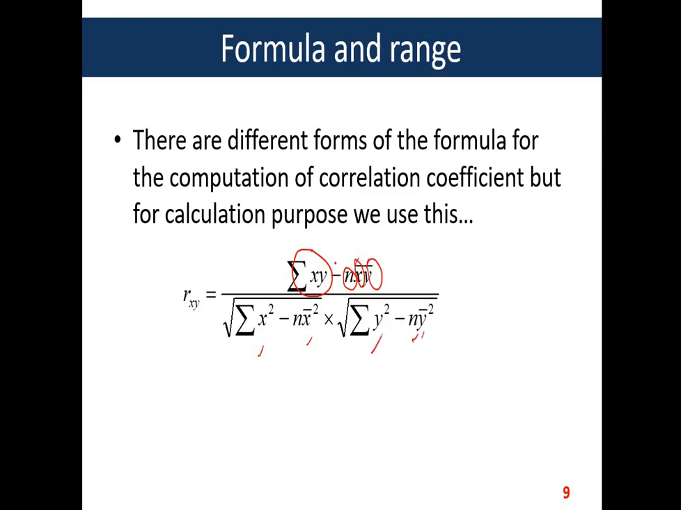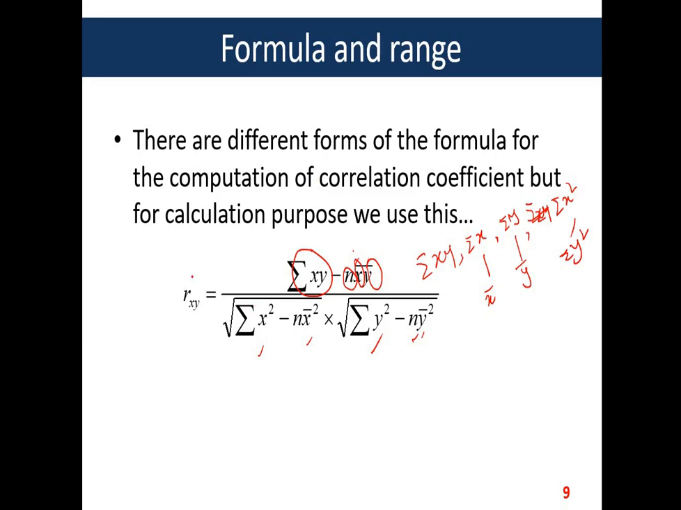So in order to compute the correlation coefficient, we need to compute summation xy. We need to compute summation x, because summation x will give us x bar. Then we need to compute summation y. Summation y will give me y bar, and then we have summation xy, which is already there. Then summation x square and summation y square. So these few columns I need to compute, and then I can compute this correlation coefficient, or rxy.